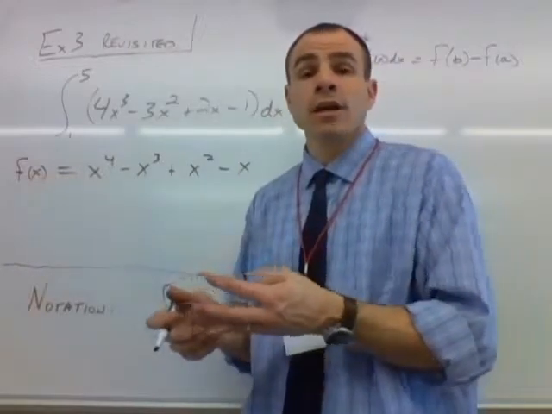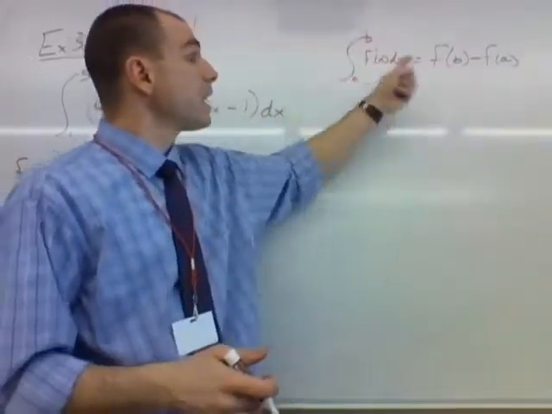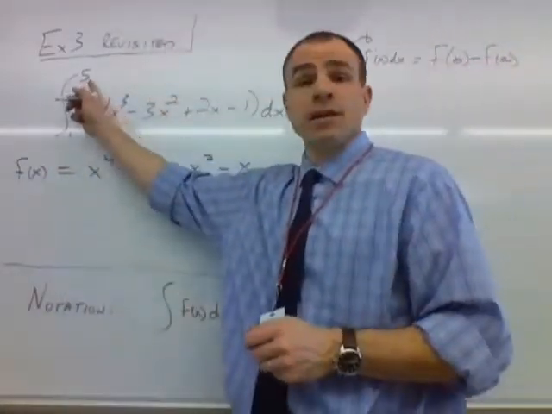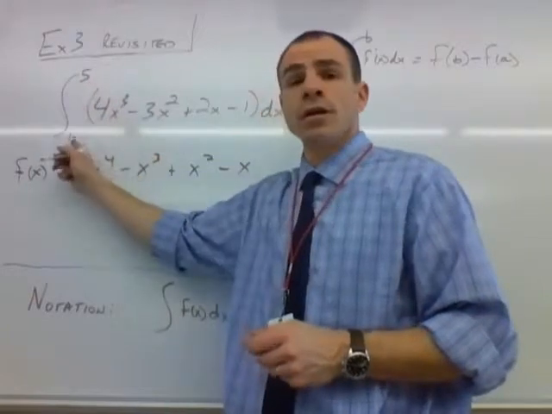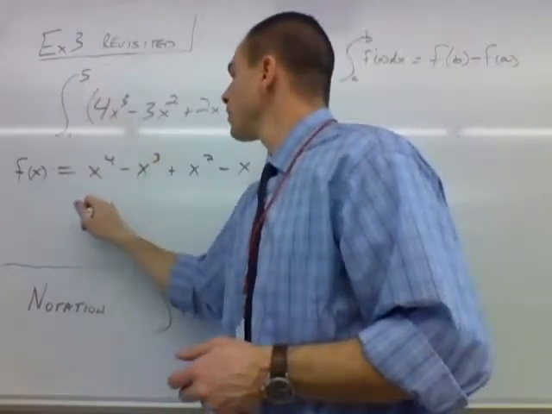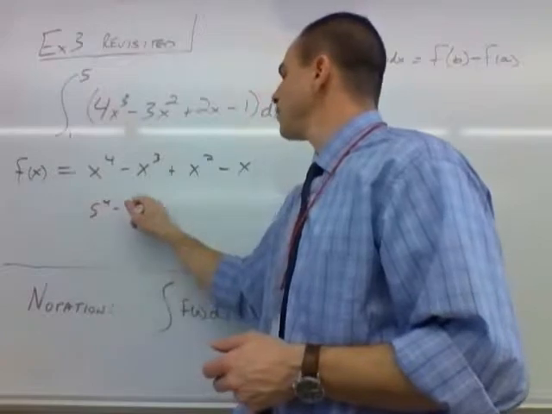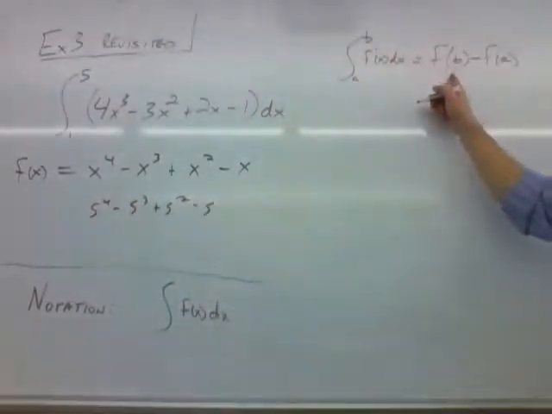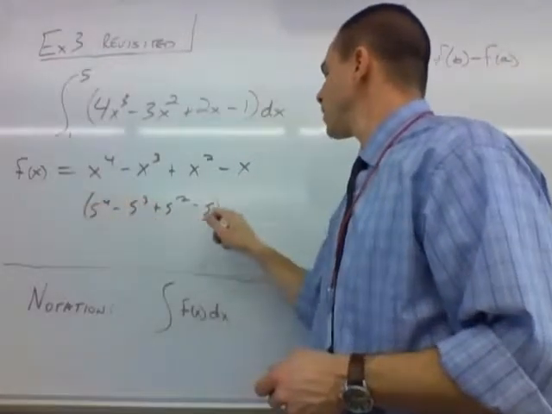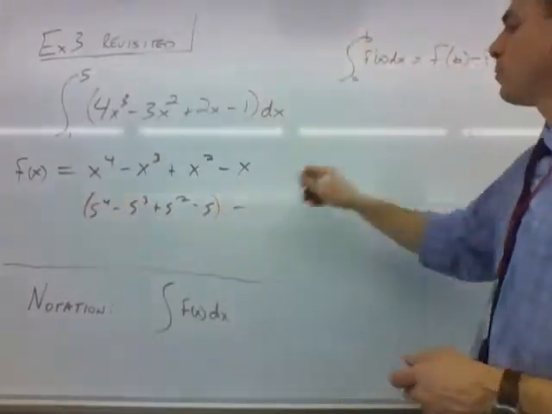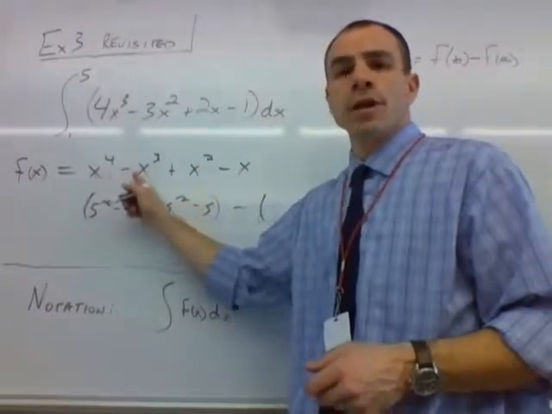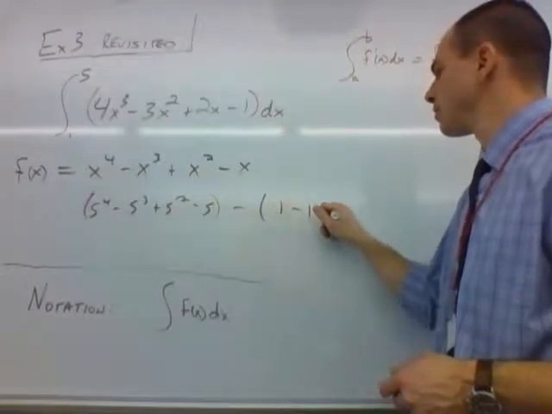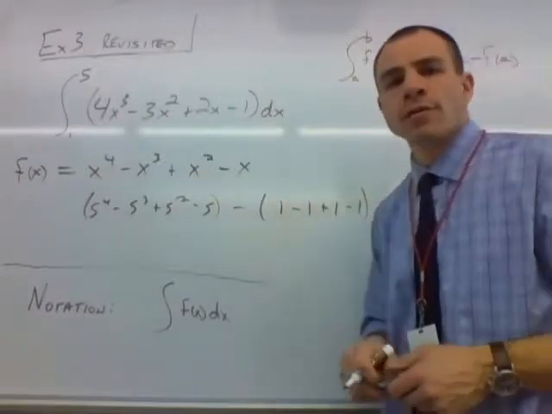Now we want to plug our b and our a into this original function. So let's plug in the 5 and the 1. When we plug in the 5, we have 5 to the 4th minus 5 cubed plus 5 squared minus 5. That's our F of b. Now we subtract, and then we plug in the 1: 1 to the 4th minus 1 cubed plus 1 squared minus 1. 1 to any power is 1, so I'm not even going to bother to write the exponents.